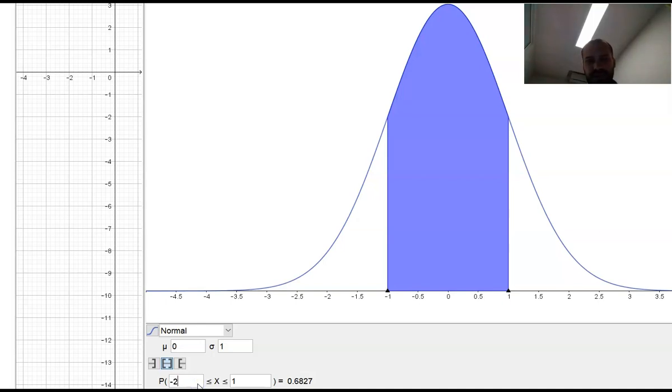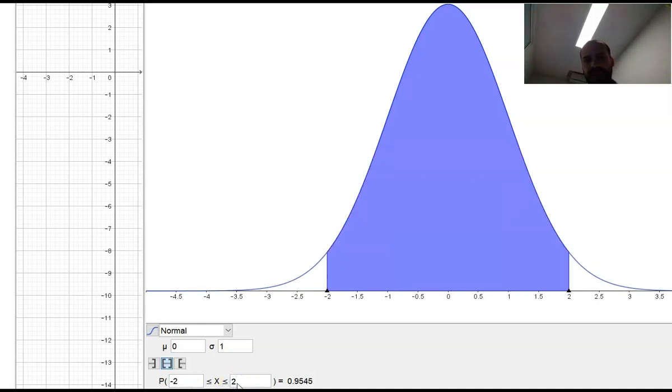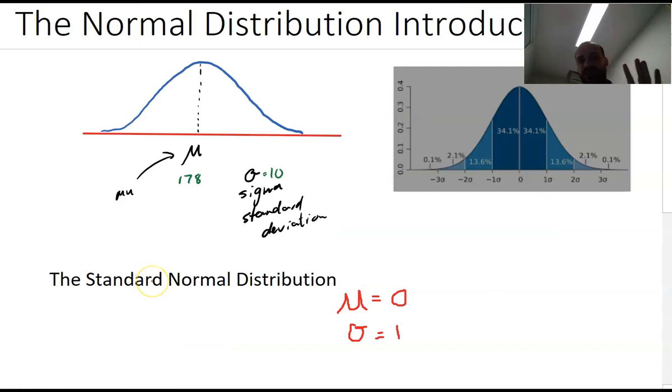We can say -2 to 2, 95% of stuff appears there. And from -3 to 3, 99.7% of stuff lies between there and there. That's all we really need to talk about for now. The standard normal distribution actually gets used to calculate your final year 12 grade, so it's kind of an interesting idea. I'll talk some more about that in a future video.